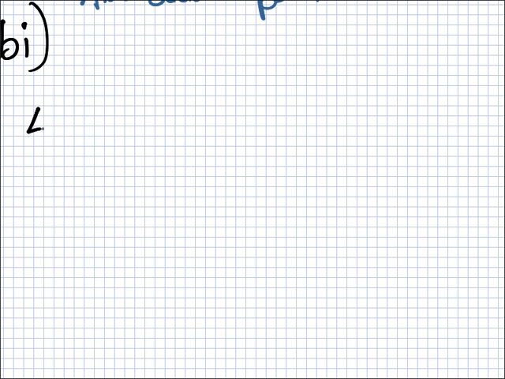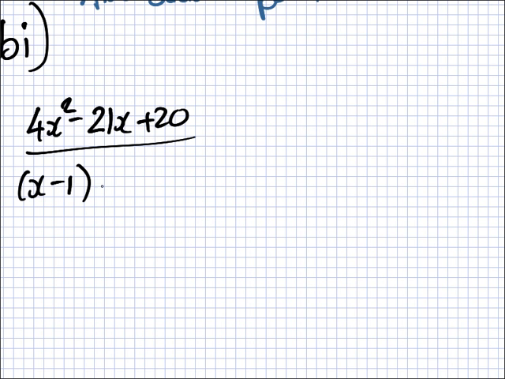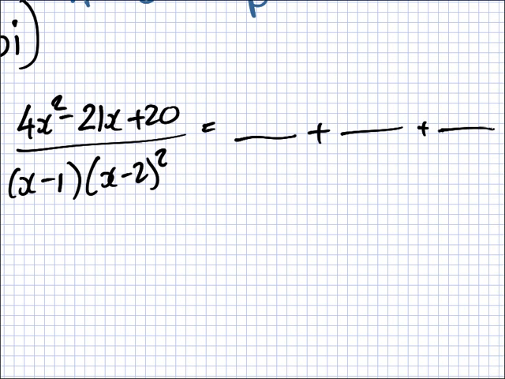What would be the easiest way to get the A, B, and C here? Well, there's a couple of things you can do here. I am going to use the cover-up method because you can just about use it. If I want the first one, what do I cover up here? x minus 1, and I sub in 1. So I get 4 minus 21 plus 20. That's 3, is it?